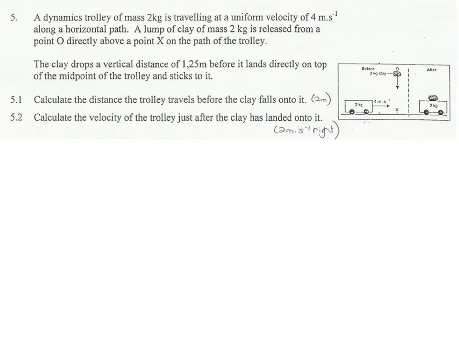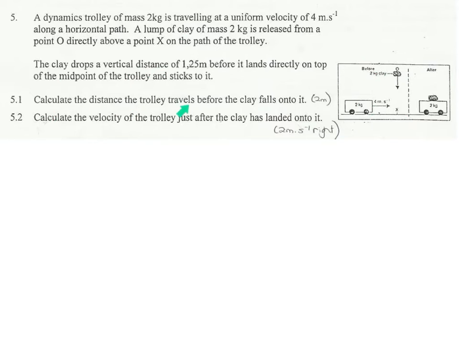A dynamics trolley of 2 kilograms is traveling at a uniform velocity of 4 meters per second along a horizontal path. We've got a clay lump that's going to fall onto it. Notice the clay lump has no velocity in the horizontal direction, and the clay lump drops vertically 1,25 meters before it lands on top of the midpoint of the trolley and sticks on it.